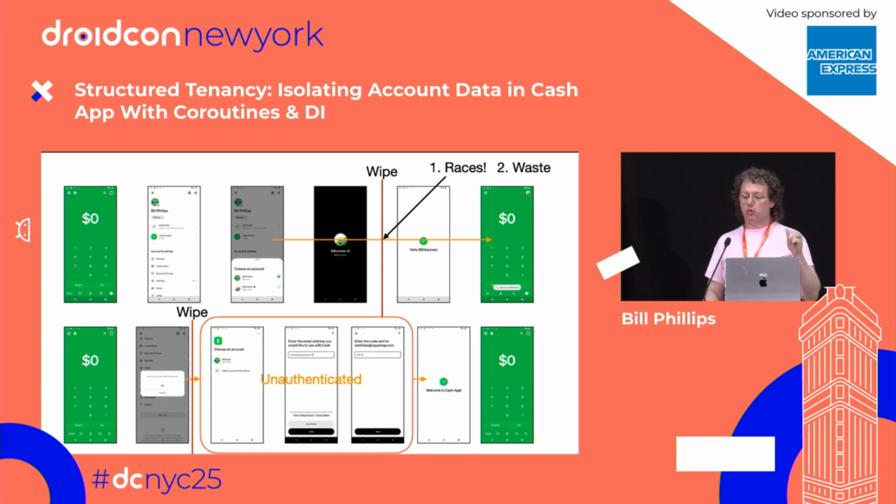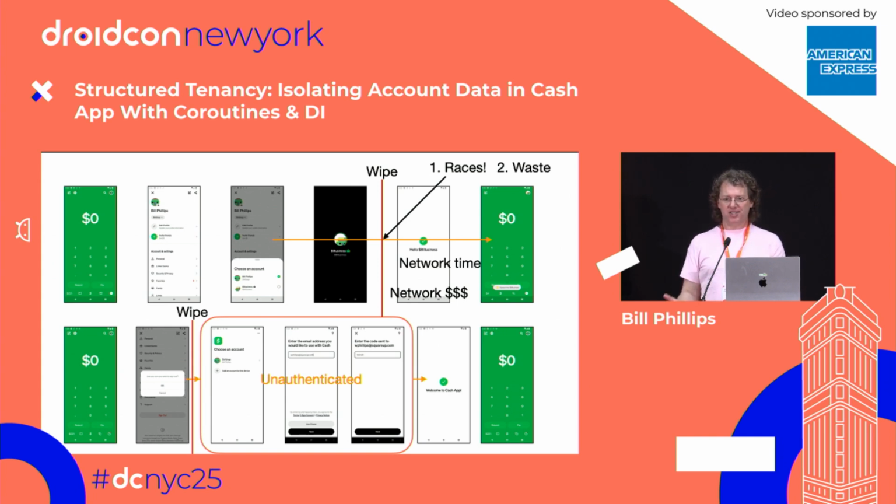The other problem is waste, and specifically two kinds of waste. We're talking about network time and network money. All that data that we're throwing away, we're still validated to use it. Our account token has access to that. We're just throwing it away because we're looking at another account now. We could put it to the side and then switch back to it and not ask the network for it, save a lot of money, save a lot of time.